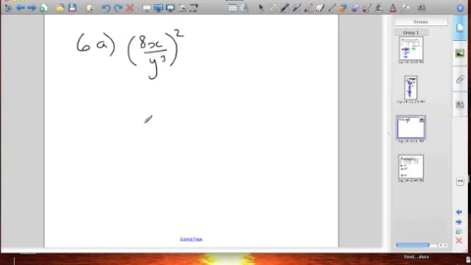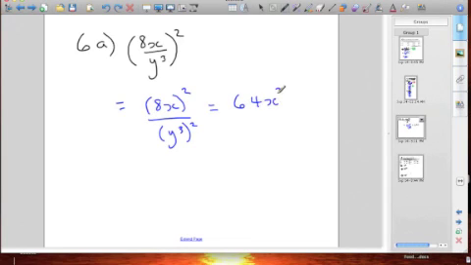Okay, 6a. This was just a quick reminder that when you have a fraction and an exponent, both the numerator and the denominator are being squared. So this is 8x squared divided by y cubed squared, which equals 64x squared divided by y^6. Okay, that was just a reminder for the fractions.